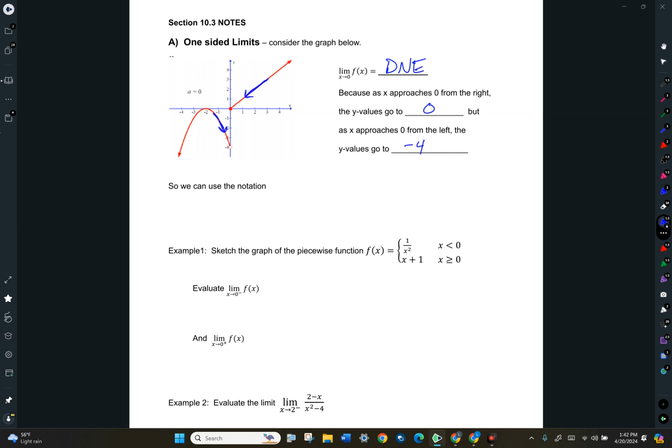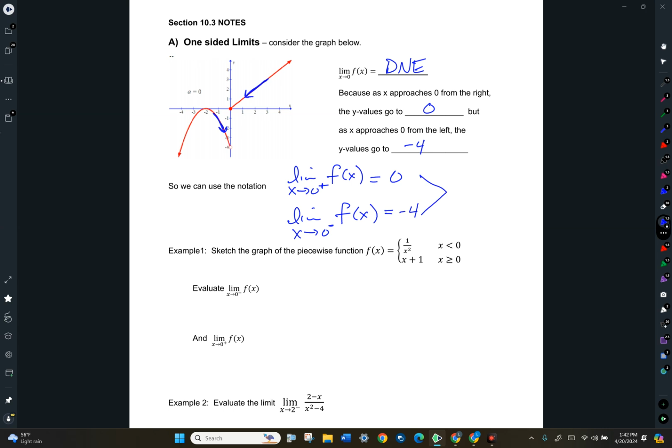Okay, so that gives us a different kind of limit notation. We can say that the limit as x approaches 0 from the right of this function. And if you put a little plus sign as a superscript, that means from the right. So the two sides don't have to meet. You only look at the right side. In this case, we would say that that's 0. But the limit as x approaches 0 from the left, so you use a little minus sign, from the left, the y values go to -4.